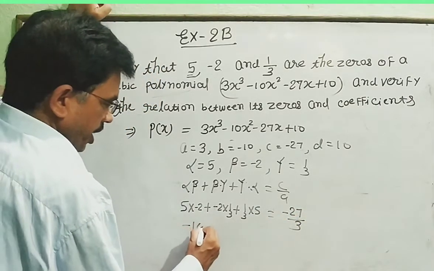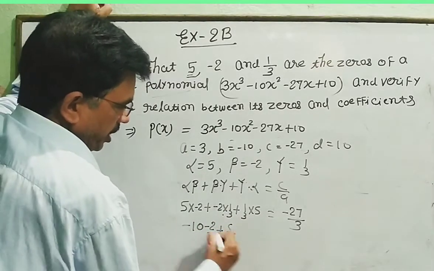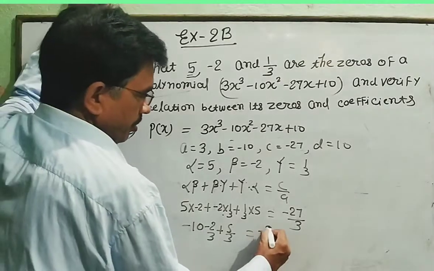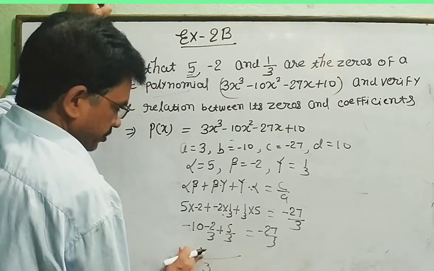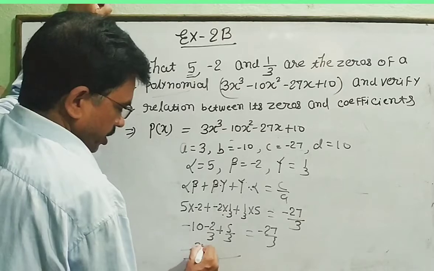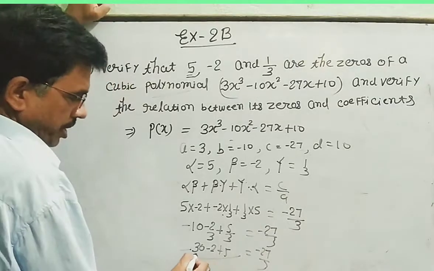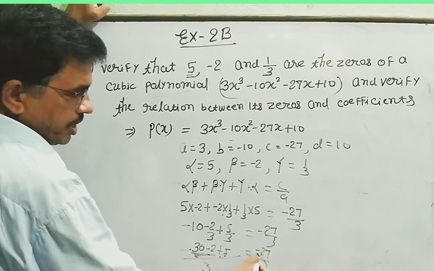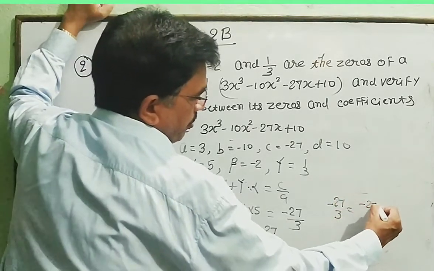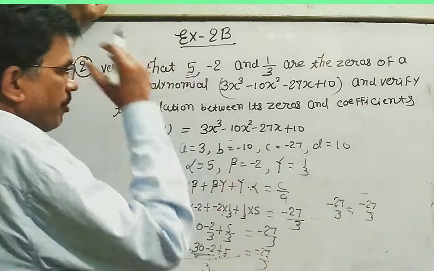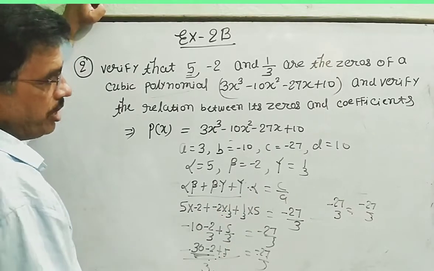You write here minus 10, here is minus 2 by 3 and plus 5 by 3 is equal to minus 27 by 3. Take LCM 3, minus 30 minus 2 plus 5, it is minus 27 by 3. Find out here, minus 32 plus 5, then it is clear minus 27 by 3. So write here, minus 27 by 3 is equal to minus 27 by 3. Then it is clear both the equations satisfy the relationship between the zeros and the coefficients.